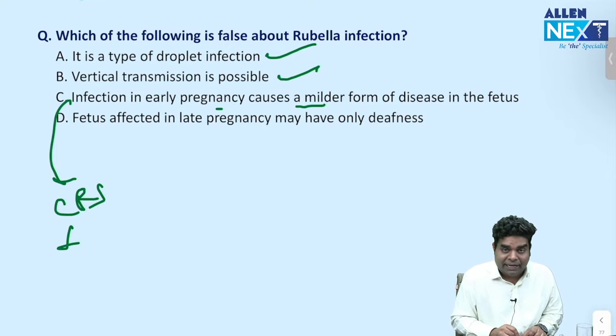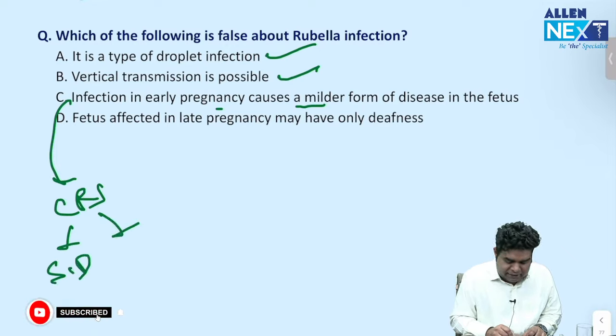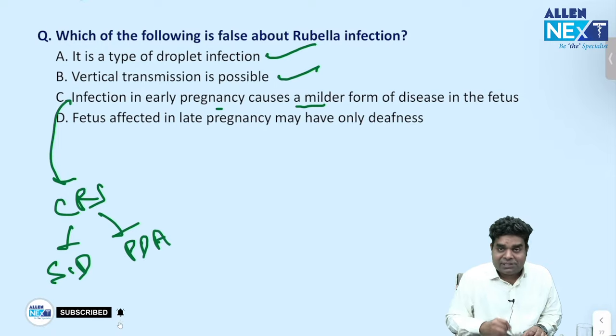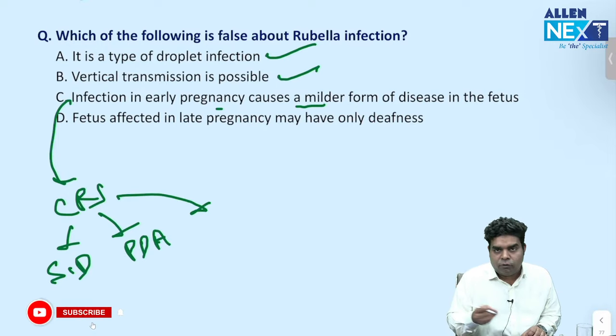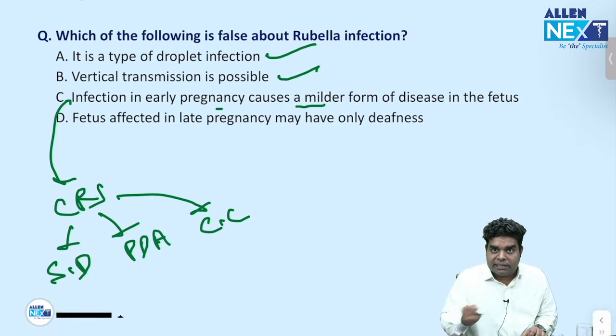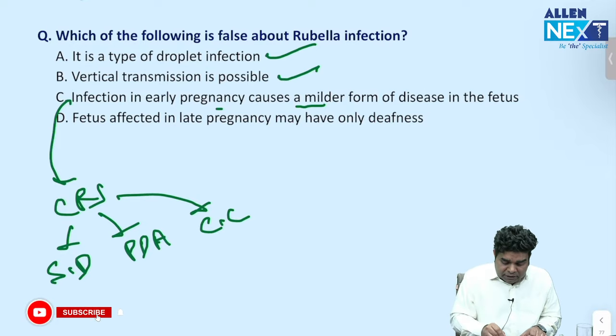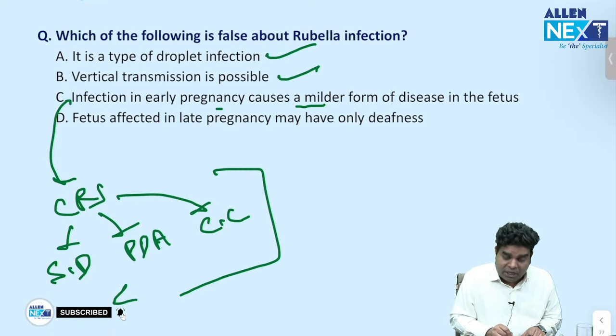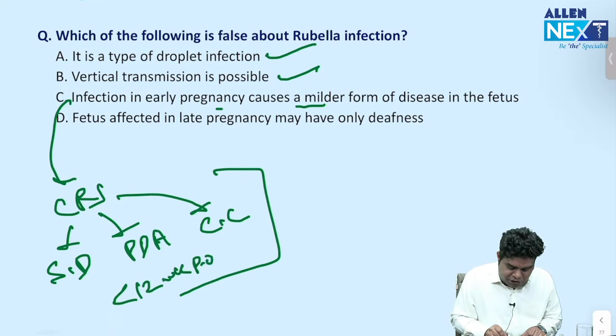I hope you all know the three things: sensory neural deafness, patent ductus arteriosus, a type of cardiac wall defect. Most common cardiac defect is PDA. And then there is congenital cataract. Three things occur in rubella syndrome. Now, this syndrome occurs only if the infection is in less than 12 weeks of gestation.